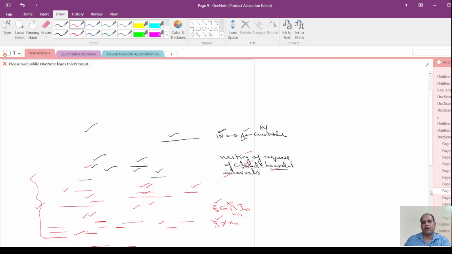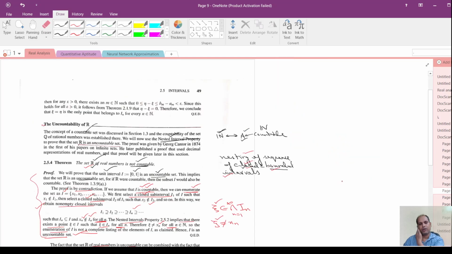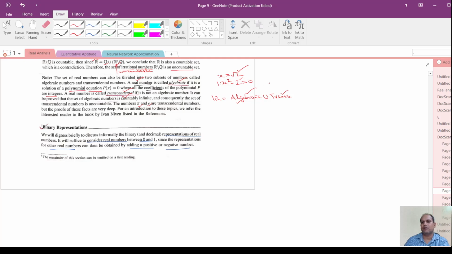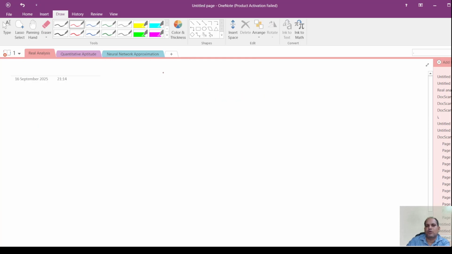Now, we will cover the representation of real numbers. Let us start with the known one, the decimal representation, and then the representation of real numbers in binary form as well as ternary form. So, we start with the representation of real numbers into decimal form.